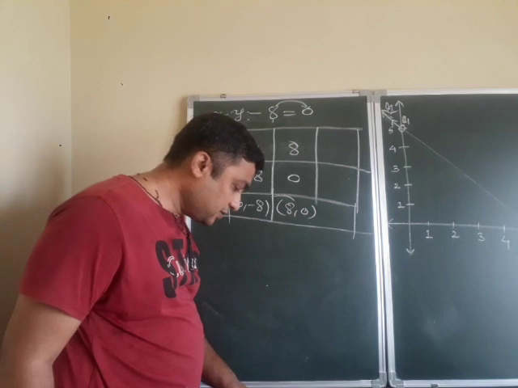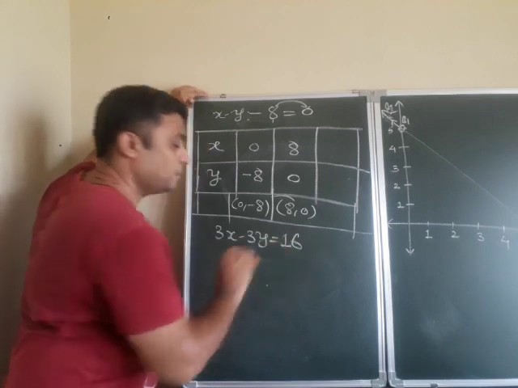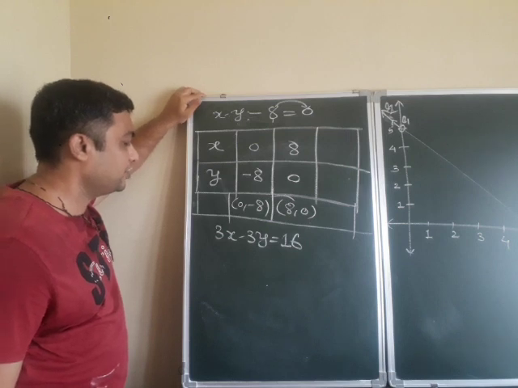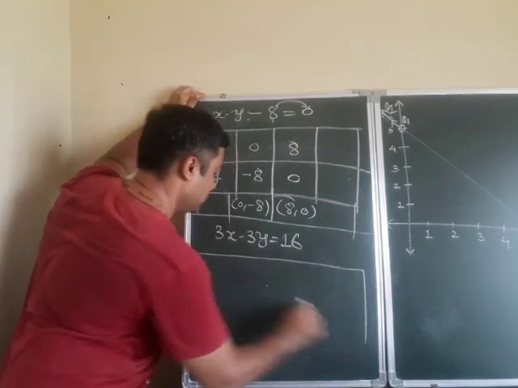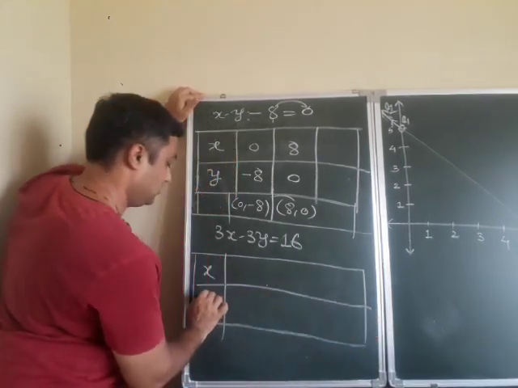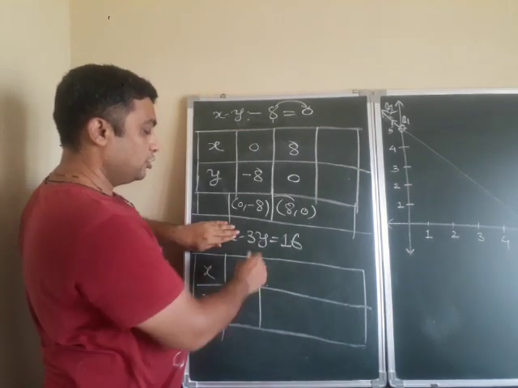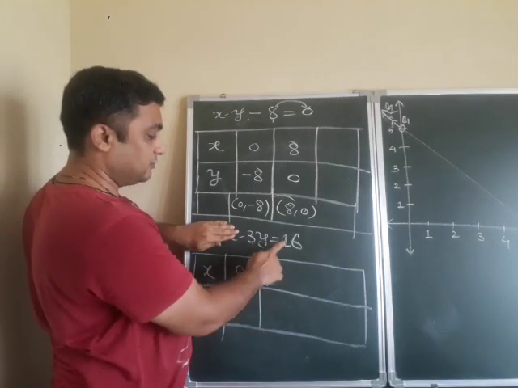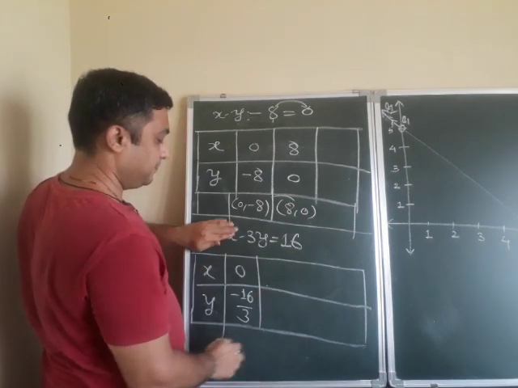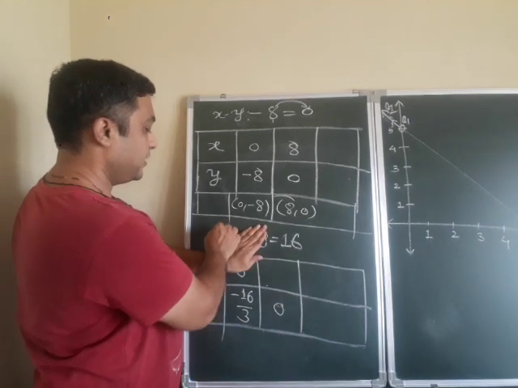Now the second equation is 3x minus 3y is equal to 16. Right? See, now check two points, x and y. X is equal to 0. So 0 into anything is 0. So minus 3y is equal to 16, so y is equal to minus 16 upon 3. Right? Now you can say y is equal to 0. Y is 0, so 3x is equal to 16, so x is equal to 16 by 3.